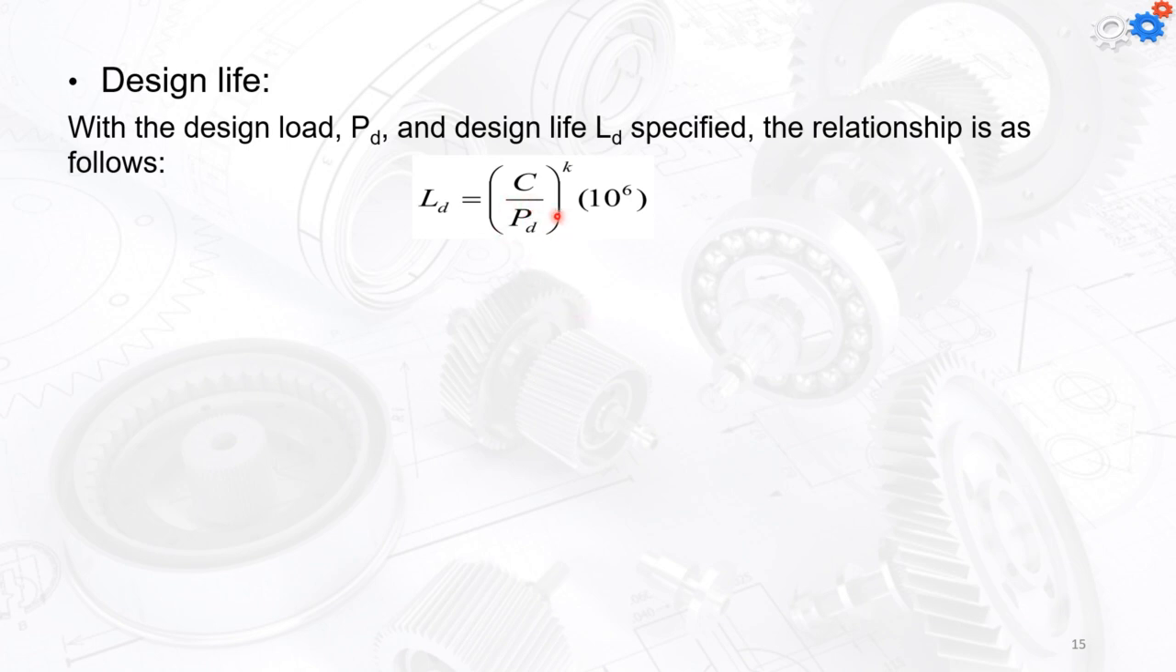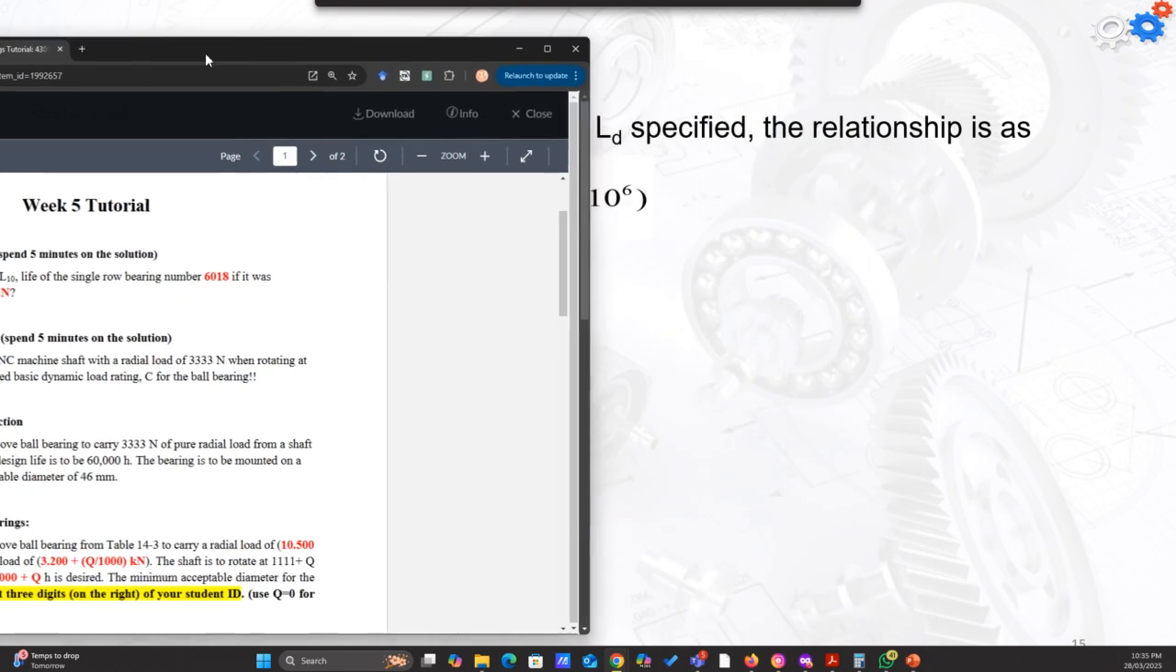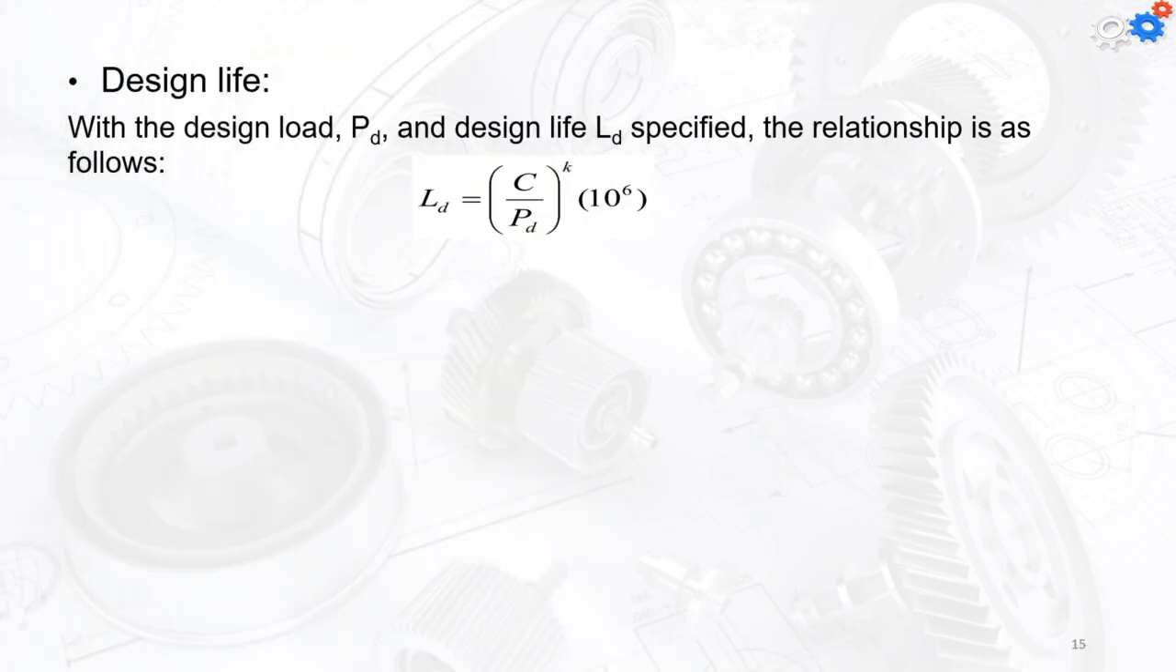So now in this equation, we have the PD, we have the C, we have the K, and we can calculate the LD. Basically, if I can show you back once again, we have the C is 36,668, and I already found the value for the P to be 58,500 Newton. So the only thing we're going to do is put the 58,500 and divide by the value of 36,668, take it to the power of 3, and then multiply by 10 to the power 6, and you will find the value for the LD.